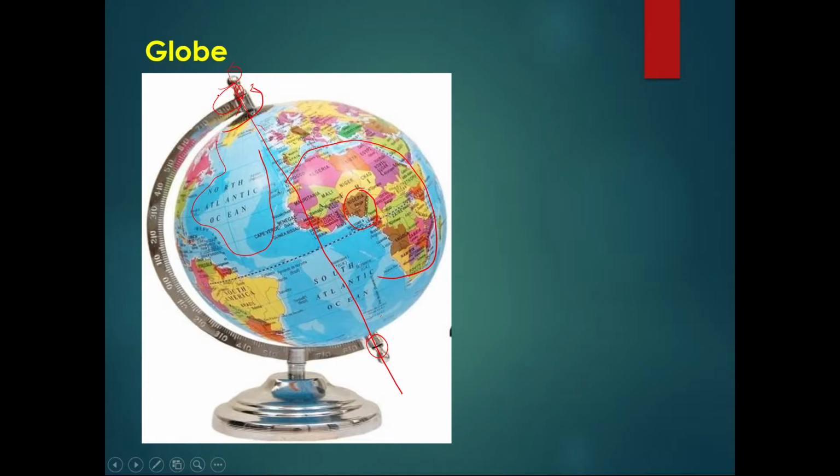Our earth also rotates around this axis, but the globe has a real rod, while earth has no such rod. So this is the imaginary line which passes like this, and this is the north pole and this is the south pole. And this rotates from west to east, from this to this. So this is all about the globe.